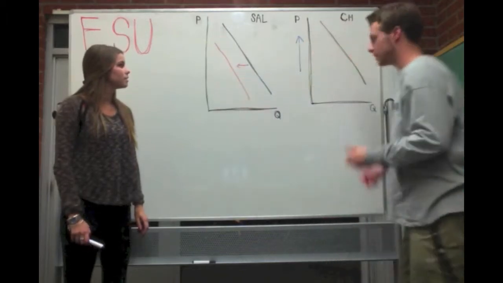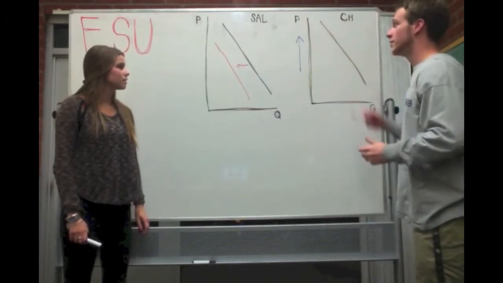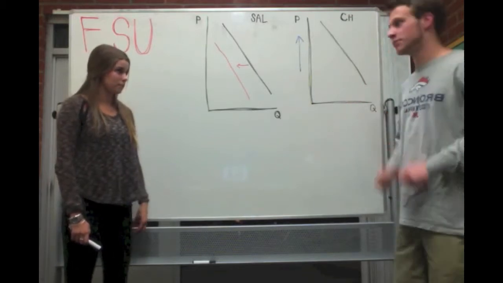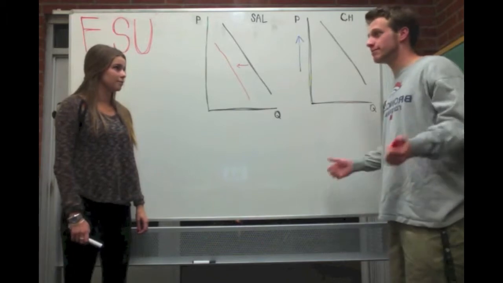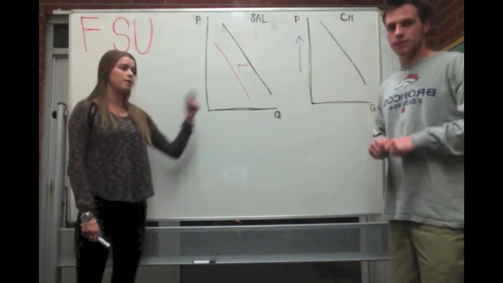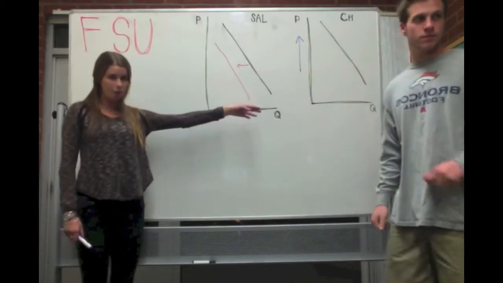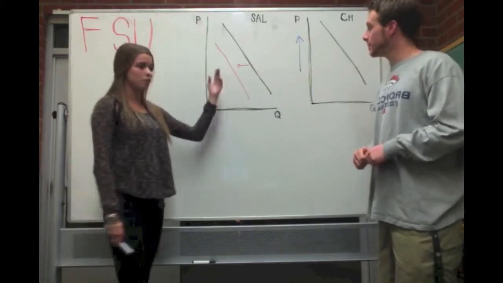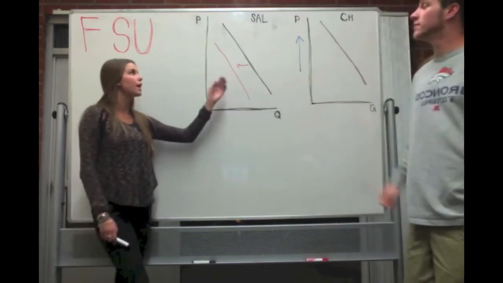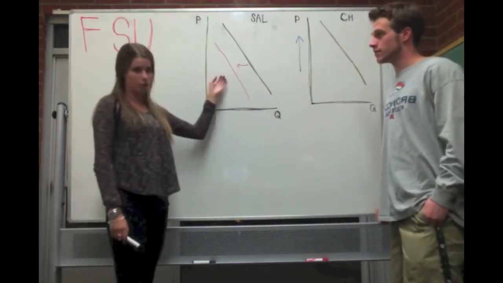It's gonna shift to the left because they're complements. Because typically you buy salsa with chips, so they go together. Good. So when the price of one good goes up, the quantity demanded of the other goes down. And because they are complements, you buy salsa with chips together. So if you're decreasing your quantity demanded in chips, you are less likely to demand salsa.